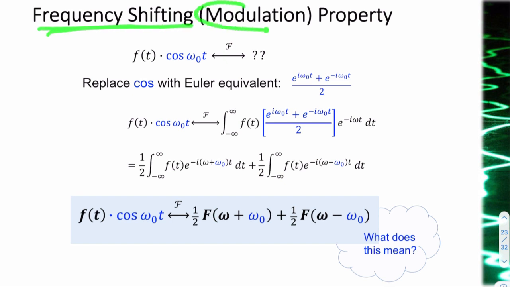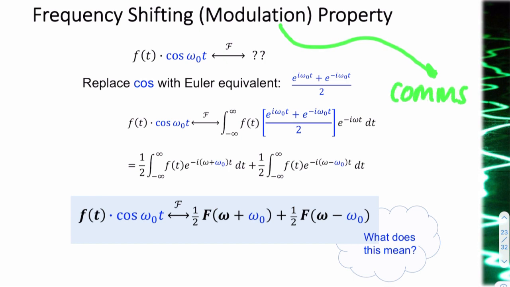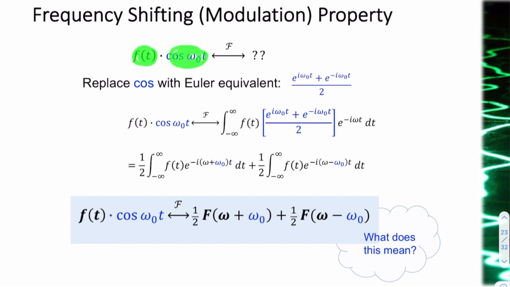Okay, we also refer to this as the modulation property, and this might be clearer next year when you look at communications in Elect 202. So for now, let's look at it as a shifting property, or a frequency shifting property. So the question this time is, if we take a signal f of t and we multiply it by a cosine, we just looked at the example of a cosine. If I multiply by a cosine, what effect will that have on the frequency domain representation?